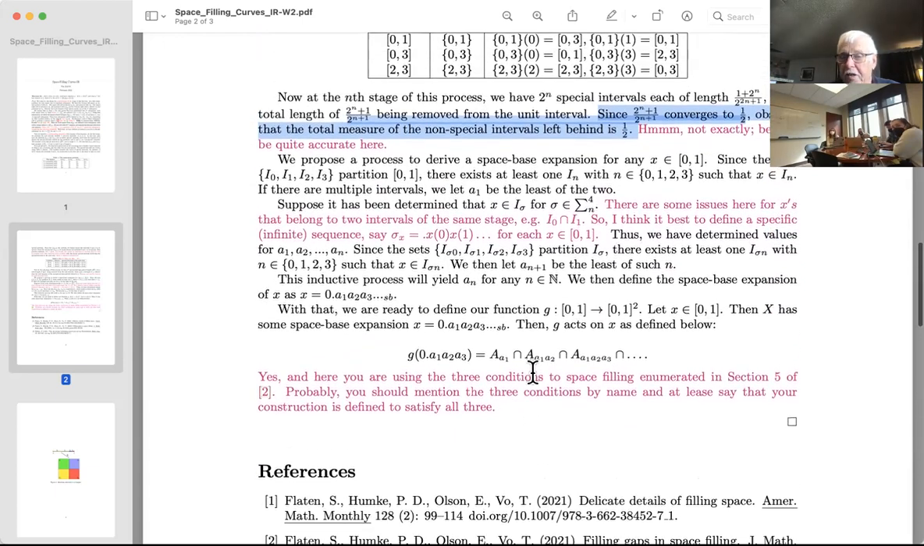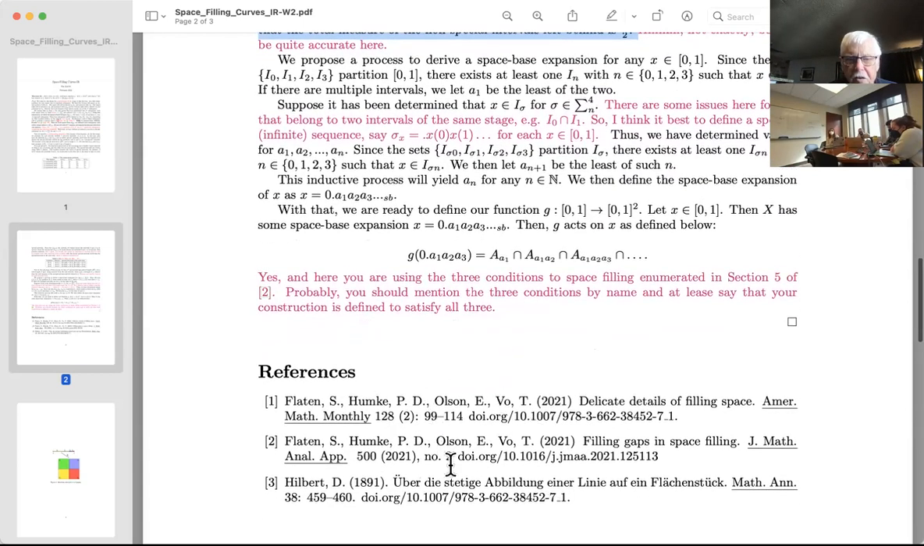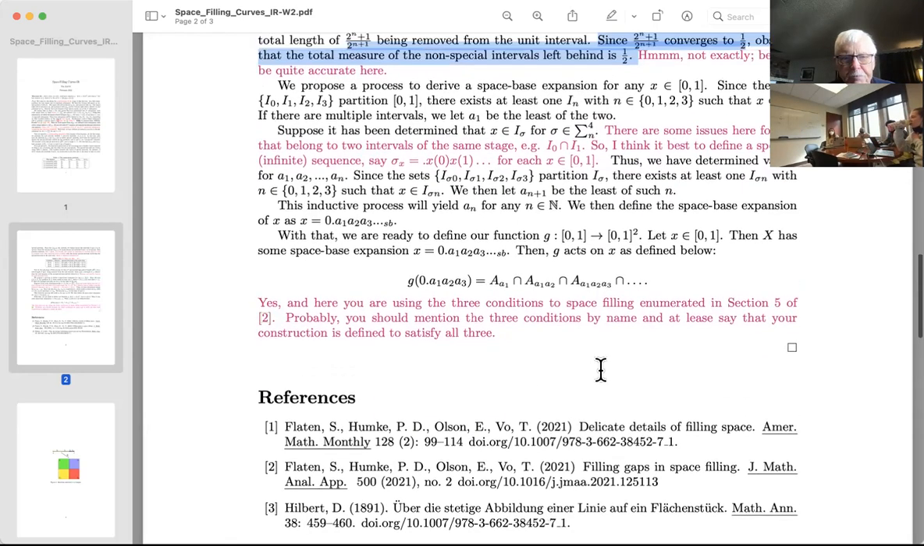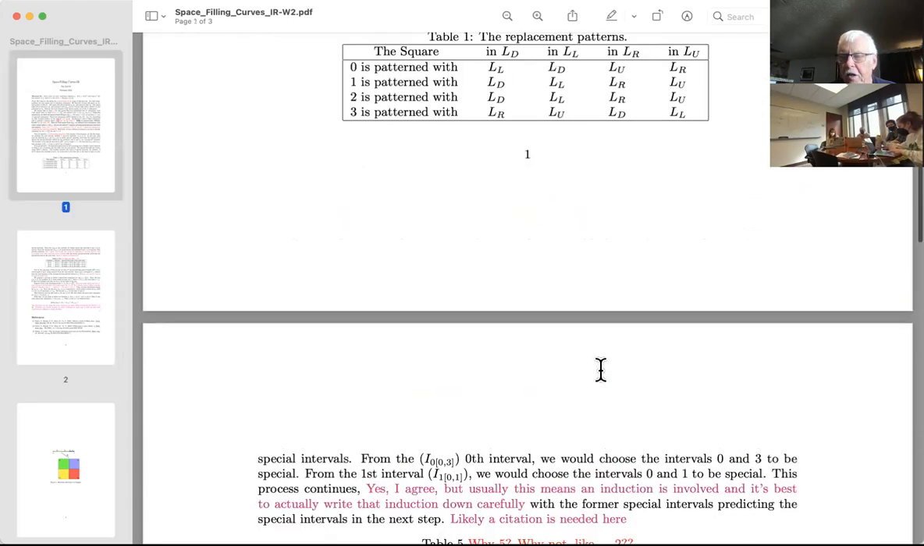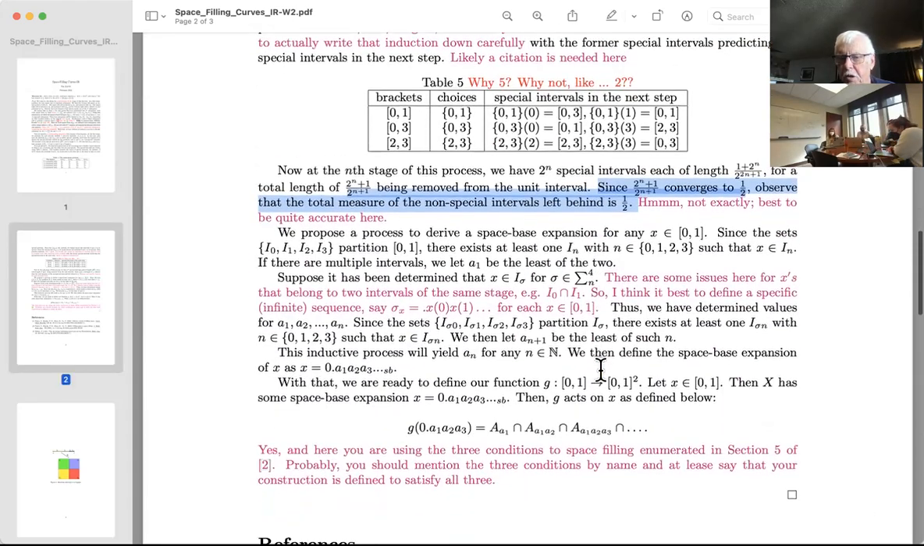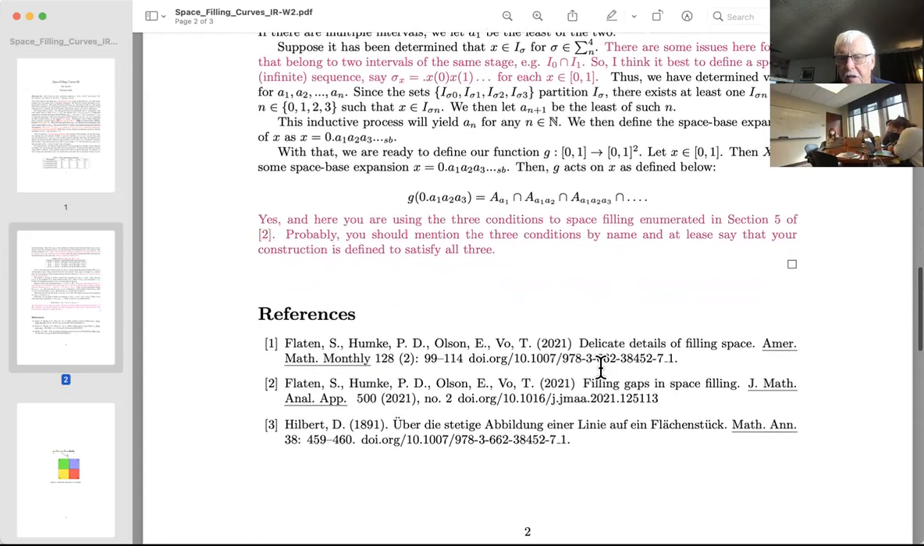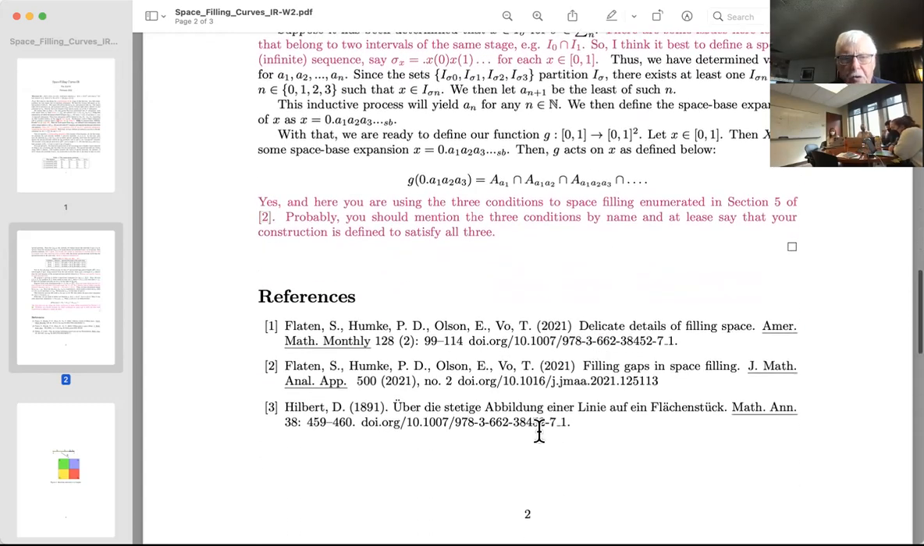But I think at that point, this is pretty much a proof. And I added these guys as references. There will be other references we'll want to add along the way. You might want to add your measure theory book as a reference also in this.